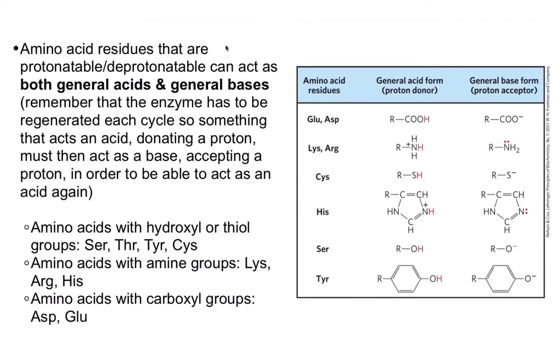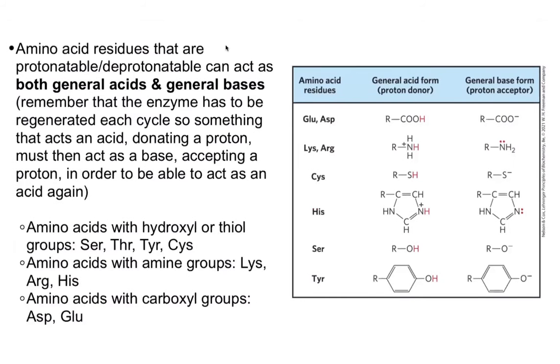Because remember that enzymes are catalysts, they have to be able to do this over and over and over again. And so if they give a proton, in order to be able to give a proton again, they have to actually take that proton back. And so we're going to see that these amino acids are going to act as both acids and bases at different steps in a reaction.